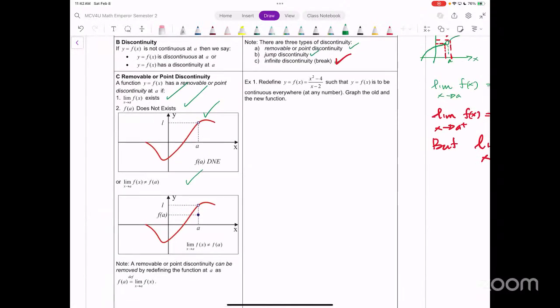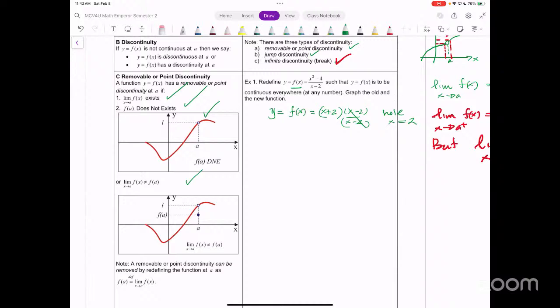So let's go back here. Redefine y equal to f of x equals x squared minus 4 over x minus 2 such that f of x is continuous everywhere, and graph the old and new function. So let's see what will happen. If I factor this, x plus 2 times x minus 2 over x minus 2. You see there's a hole at x equal to 2, isn't it? When you have a hole at x equal to 2, of course, there's going to be a removable discontinuity.